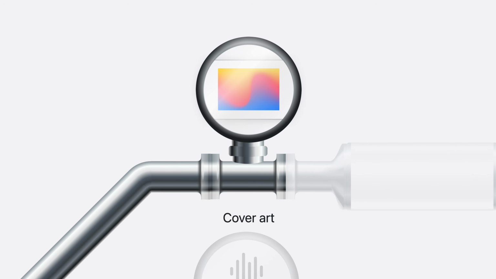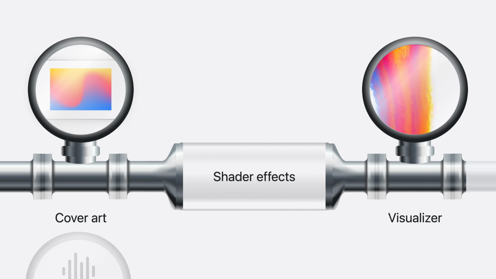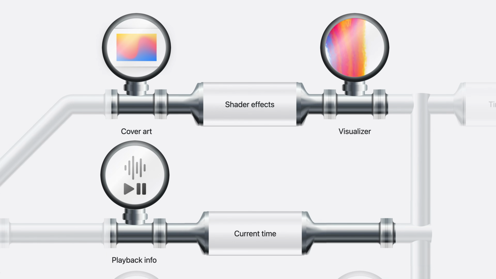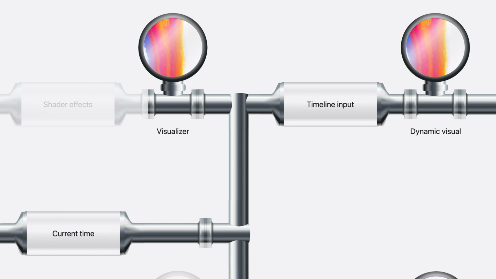Starting with the cover art, I need a pipe that converts the image into a visualizer, and the shader pipe fits here. The visualizer needs to be in motion to reflect our playback state. For dynamic visuals, I connect the time pipe to the pipeline. That is two pipes merged into one.